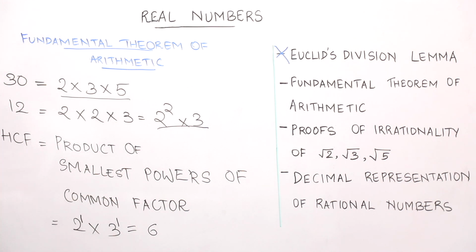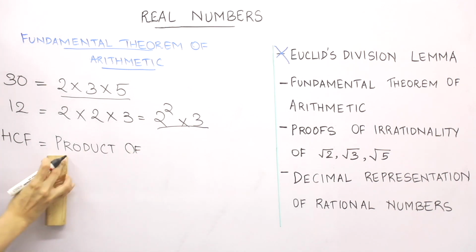So how do we find the HCF? You first express the numbers as product of primes. Based on the product of primes, you choose the product of smallest powers of only common factors. So the common factors here are 2 and 3, and the smallest power of 2 is 1, 3 is also 1. So we get 2 into 3 is equal to 6.